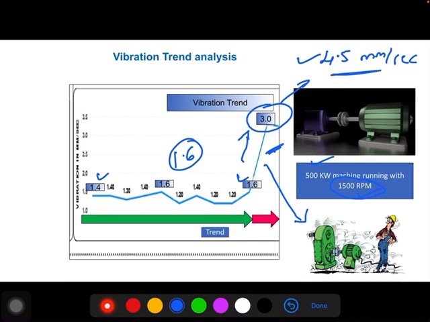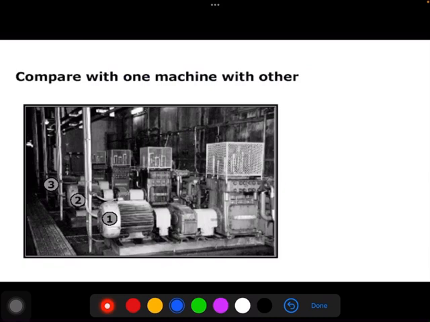One more method is the comparative method. Suppose you have a manufacturing industry with some pumps installed. The operating philosophy is the same for all three pumps, the design is the same, the bearing numbers are the same, the make is the same. But after installation, you find pump 1 is having around 2 mm per second, pump 2 is having 2.2 mm per second, and pump 3 is having 4.3 mm per second.